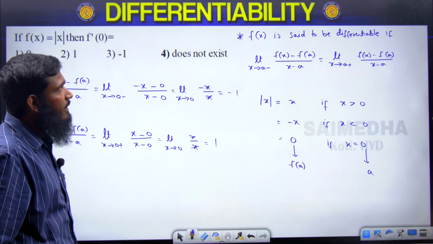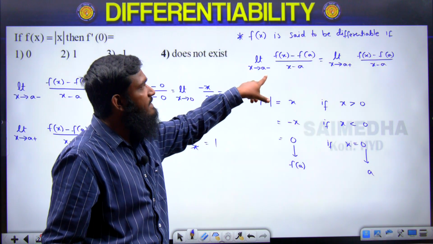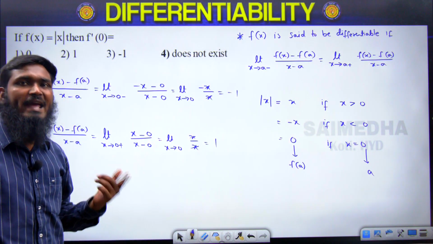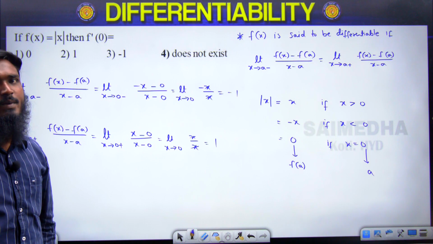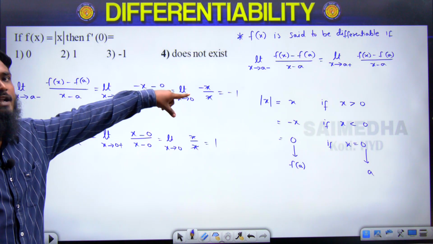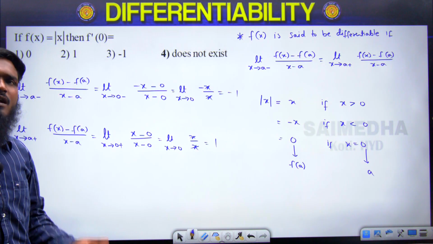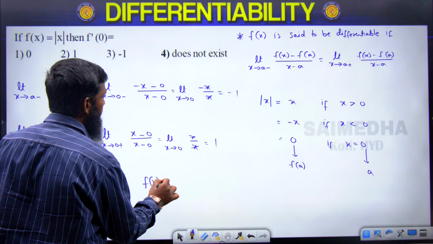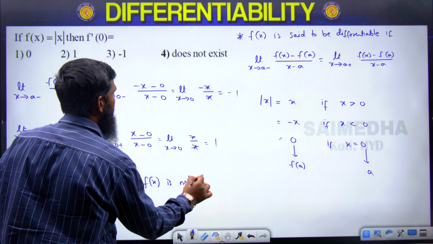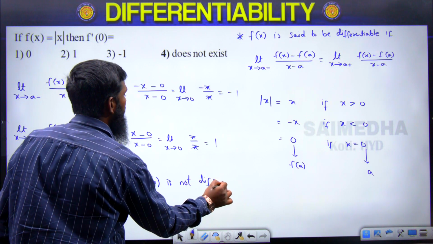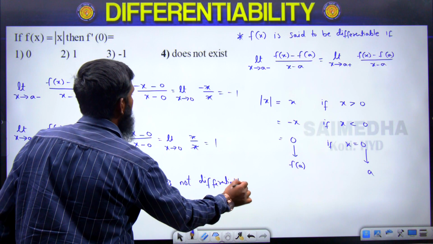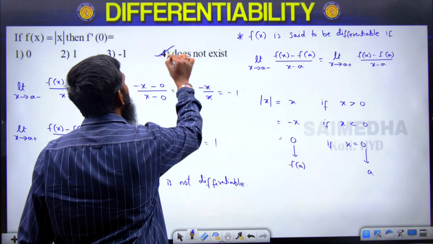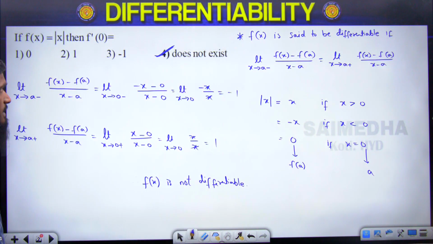Now, in this you can see that limit x tends to a minus, f of x minus f of a by x minus a, should be equal to limit x tends to a plus, f of x minus f of a by x minus a. Both values should be the same. But over here, we are getting one value as minus 1 and another value as 1. So both are not the same, not equal. Then what do we have to say? Therefore, f of x is not differentiable. Not differentiable means we can say the answer according to the options: let us go for does not exist.